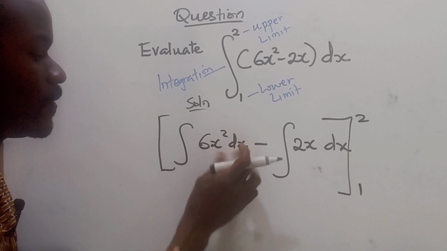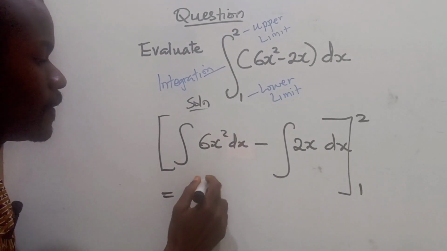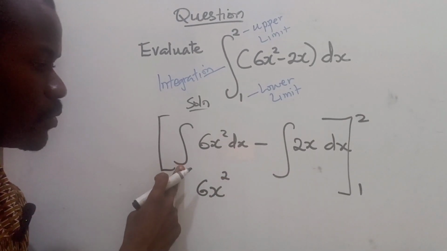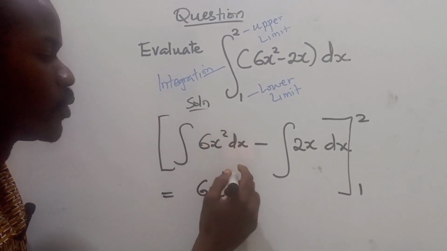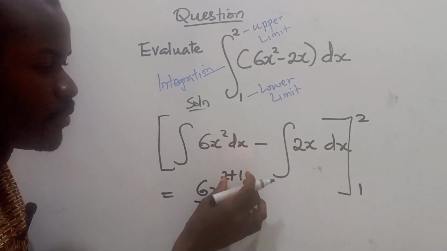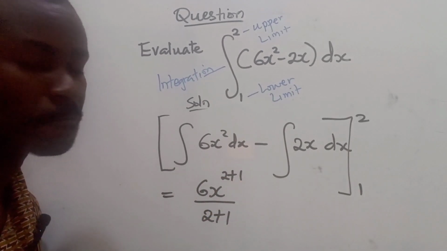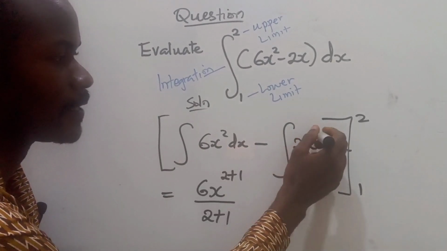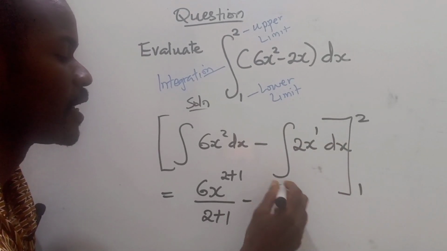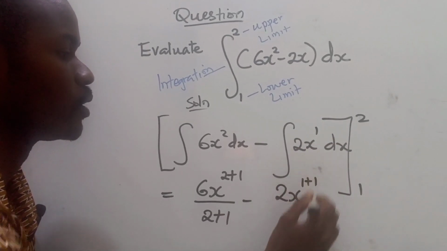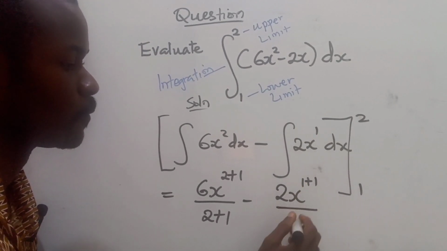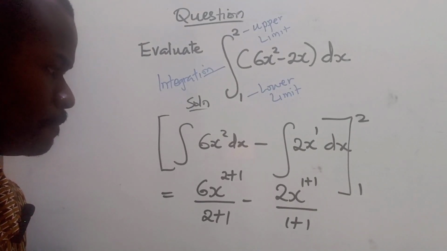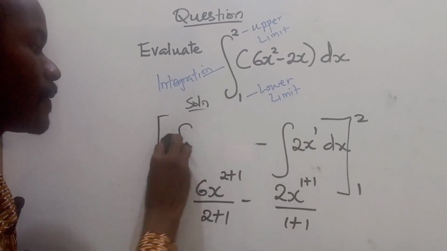So to integrate this, I'm going to say 6x raised to power 2, and we're going to add 1 and bring all this down. So we have integrated this. Now this has the power of 1, so minus 2x raised to power 1 plus 1 divided by 1 plus 1. So that gives us the integral of 2x.